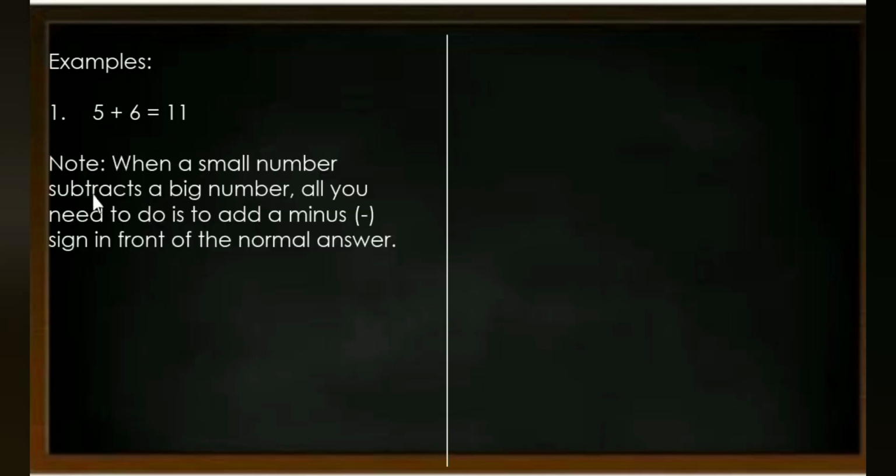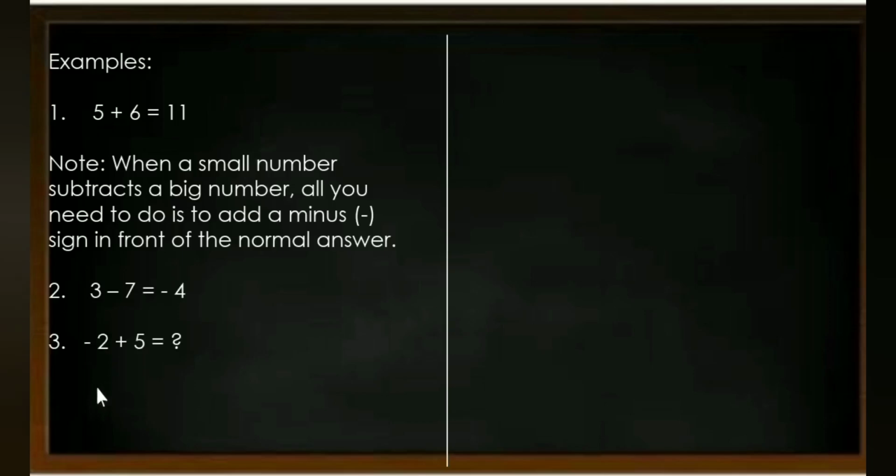Good. Let's take note of the following. When a small number subtracts a big number, all you need to do is to add minus in front of the normal answer. Look at, you can see that 3 is subtracting 7, which is impossible in the normal sense. So all you need to do is to add a minus to the answer you would have gotten if it were 7 minus 3. Good.